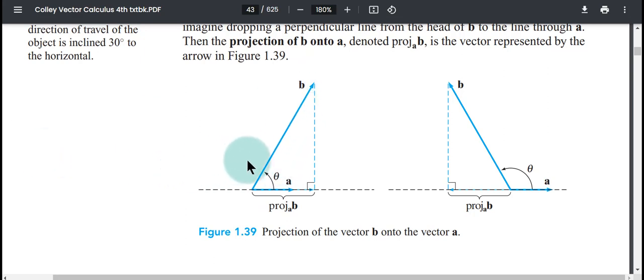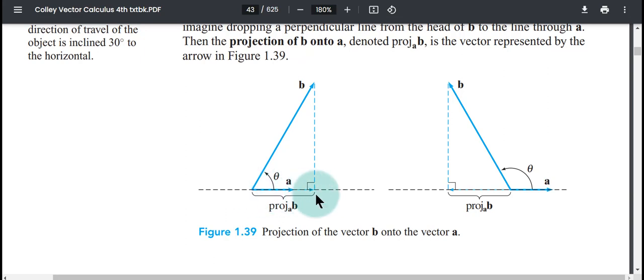So the idea of a vector projection, and we're talking about projecting B onto A, is basically like the shadow of B. You imagine that there's a light up here and it's shining down, and the shadow will be here. In other words, this part will be dark and this part will be light. The shadow that's cast by B onto A is called the projection of B onto A. We can see that the projection of B onto A goes from here to here.